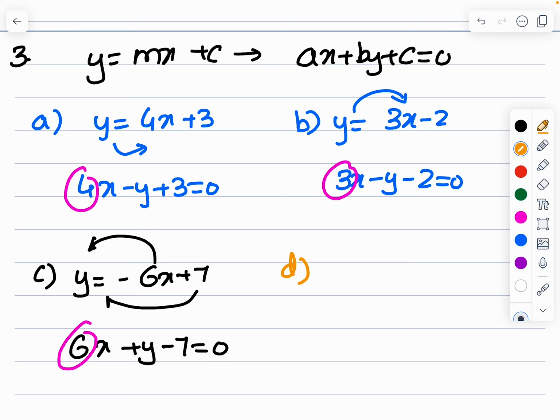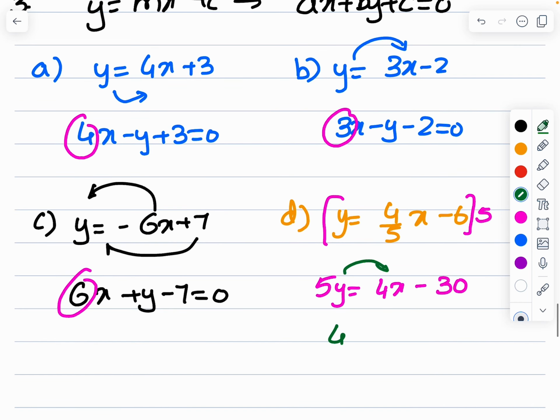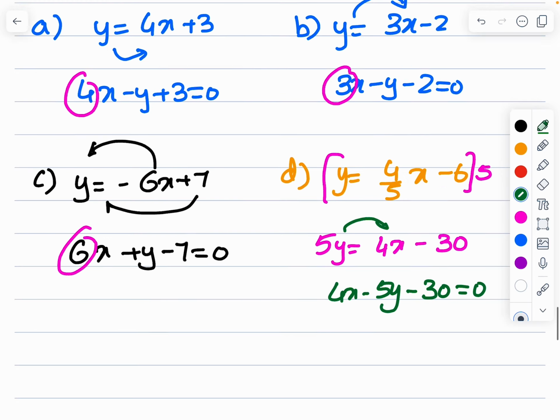So next one, D, y equals 4 upon 5x minus 6. What am I going to do? First multiply by 5 on both sides. So it becomes 5y equals 4x minus 30. Now bring the 5y to the other side. So it becomes 4x minus 5y minus 30 equals 0.